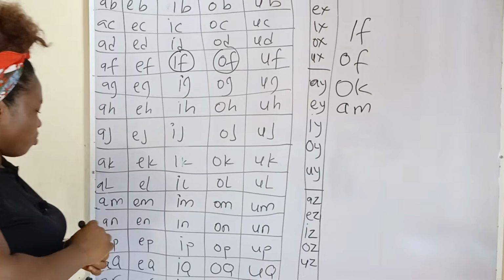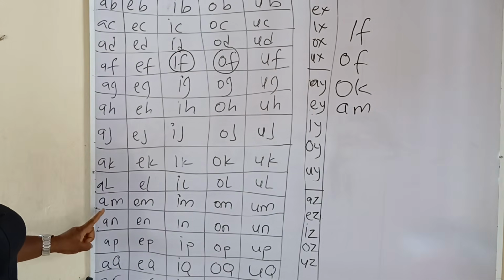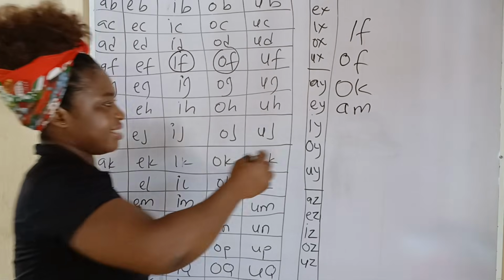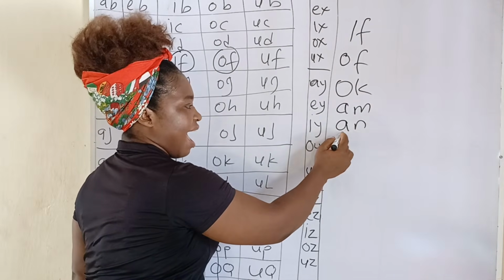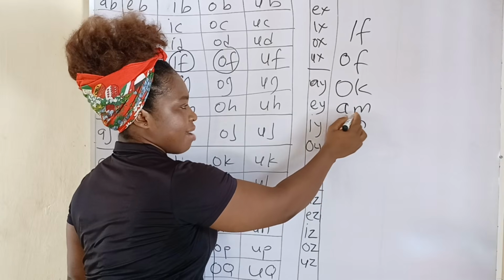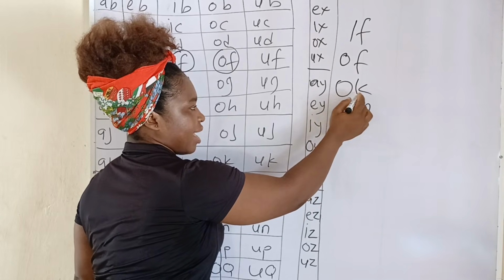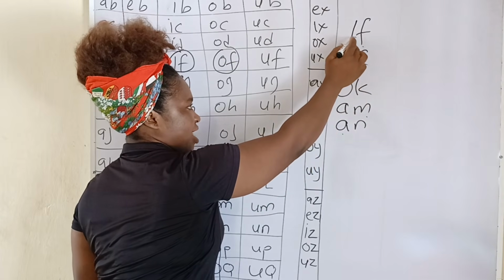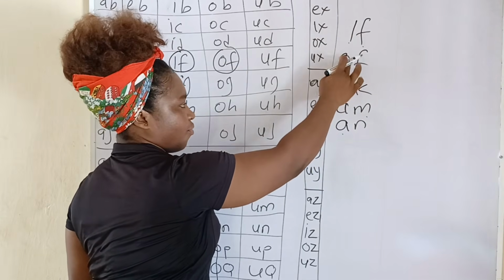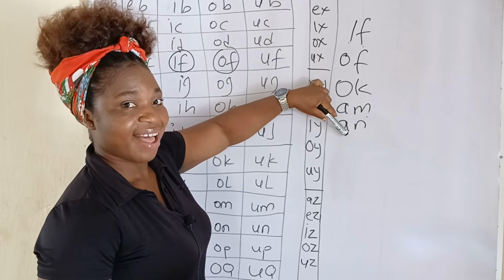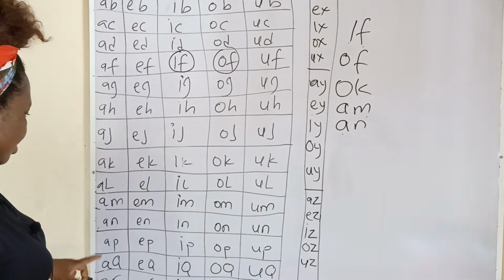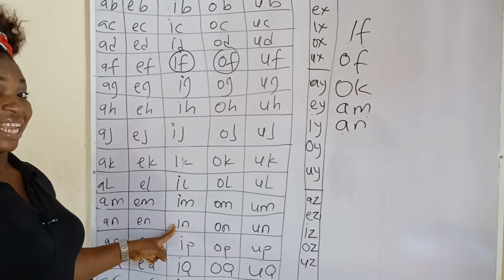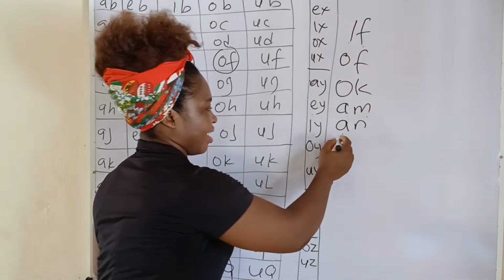Now we'll move on. To the end, we have A-N. How do you pronounce that? That is an. An. Okay. Of. If. Of. Okay. Am. All right. Let's move on. So we have in. It is sounding E and not ein. In. Okay. We have in.